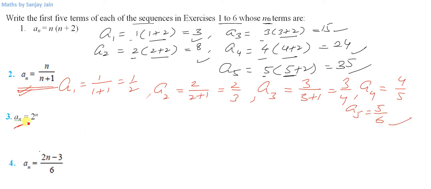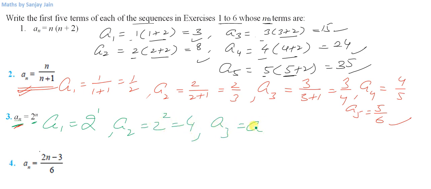Now let us look at this one. Let me use a different color for this one. An is equal to 2 raised to power n. So if I want to write A1, it will be 2 raised to power 1. A2 is 2 raised to power 2, that is 4. A3, 2 raised to power 3, that is 8. A4, 2 raised to power 4, 16. A5 will be 2 raised to power 5, that is 32.